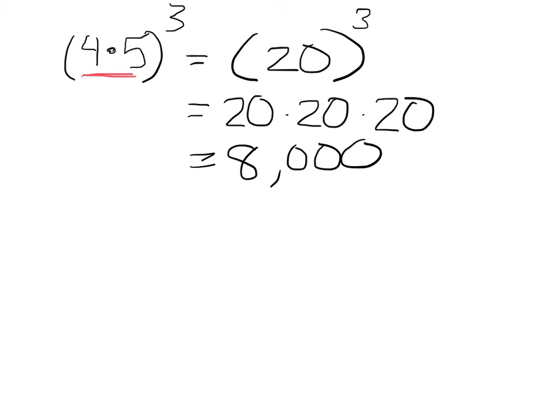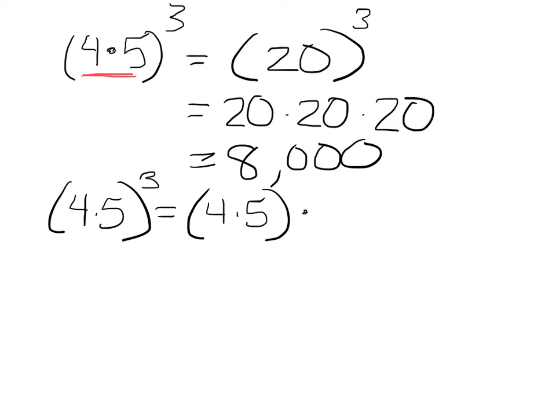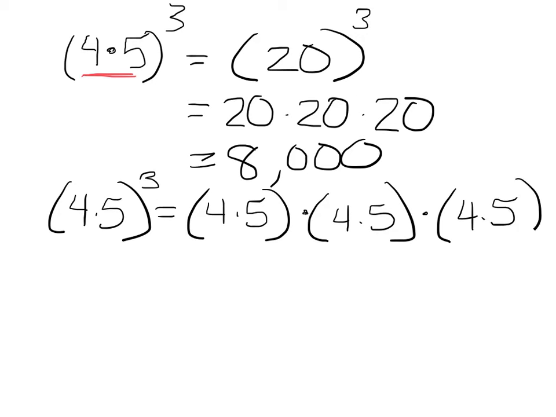We can also evaluate this expression by using 4 times 5 as a factor 3 times. So let's say I have 4 times 5 to the third. I could rewrite this as 4 times 5 times 4 times 5 times 4 times 5, because I have my exponent of 3 and I have this factor 3 times.